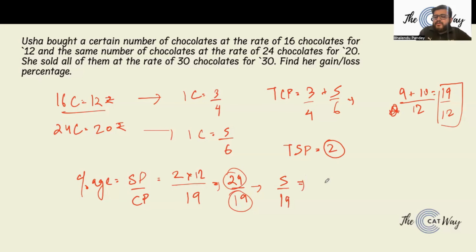Now profit of 5 over 19 roughly translates into 26%. Right? Let's check it with a calculator as well. 24 divided by 19. Yeah, it's 26.31%. Right? So 26% becomes my correct answer.